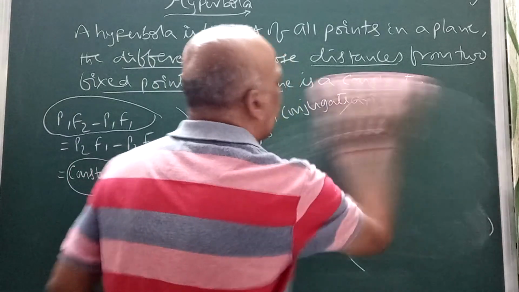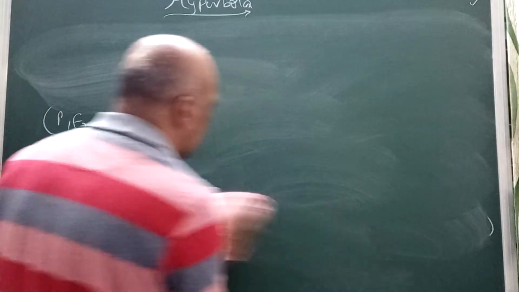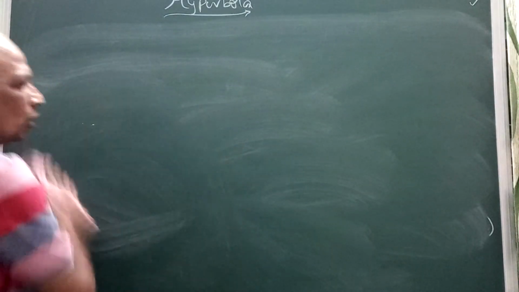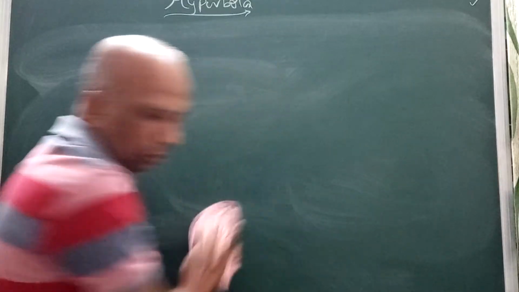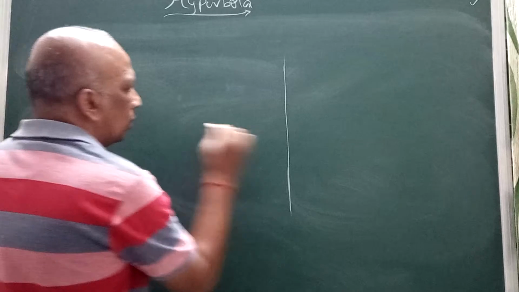I am going to explain now how you get the difference of the focal distance is equal to a constant. What about the constant value? I am going to explain now. The difference of focal distance. You can see here when I have taken this one.